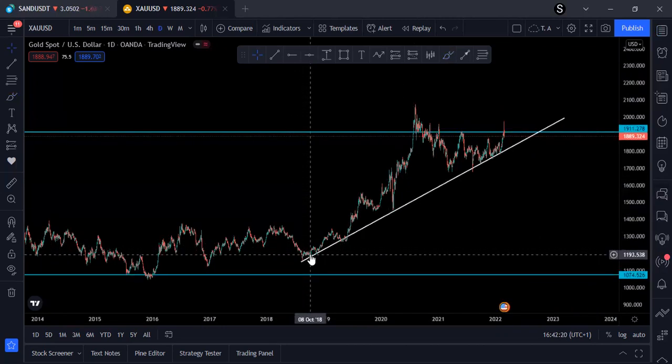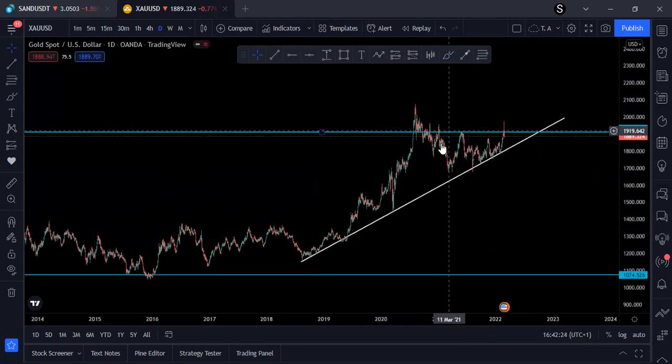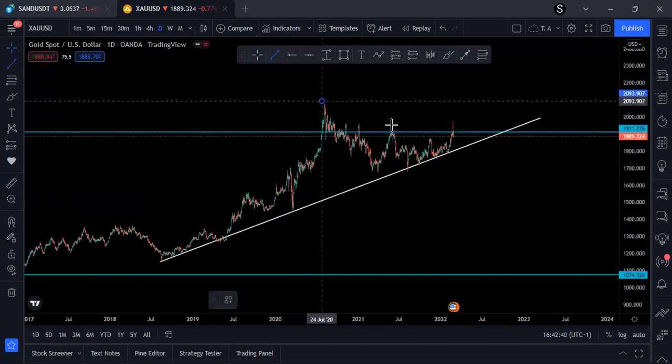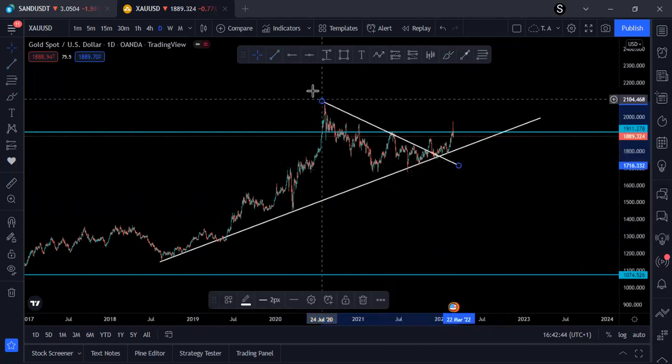It moved from around 1,190 something to around 1,900 and something right now. So gold made a new high here, meeting this particular resistance level on the weekly time frame. This level I marked is my resistance level on the weekly time frame, and then it made a move towards the downside. It touched this trend line.